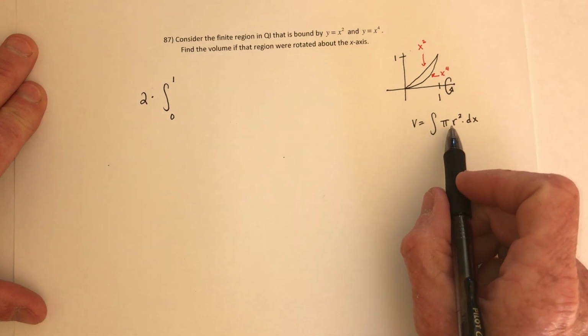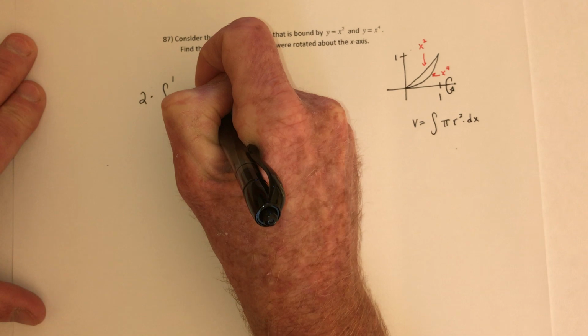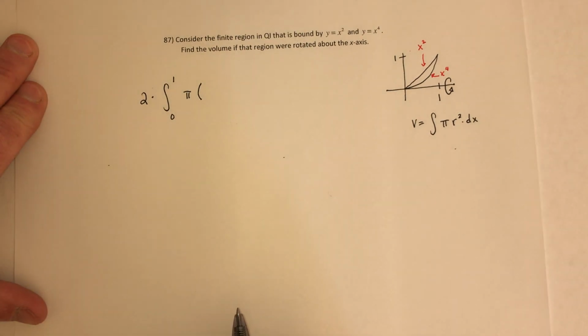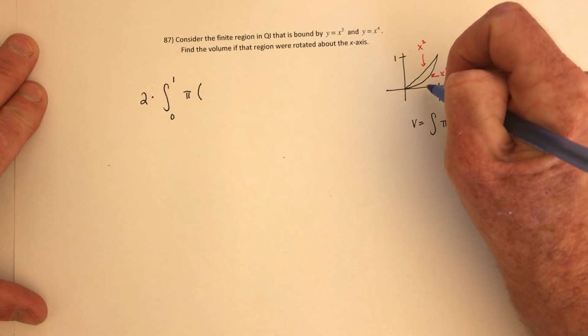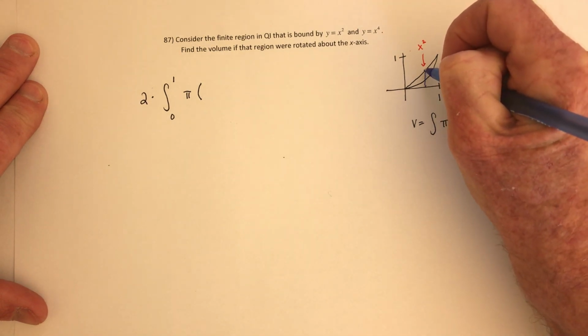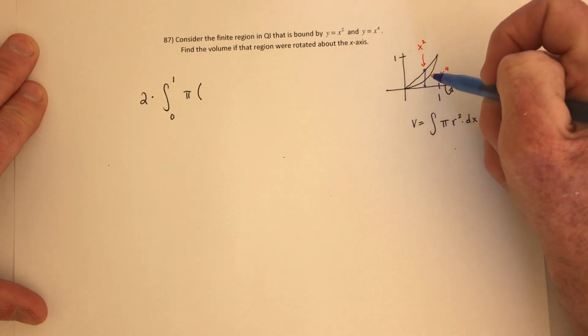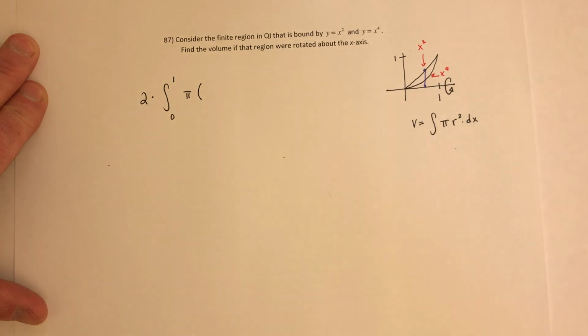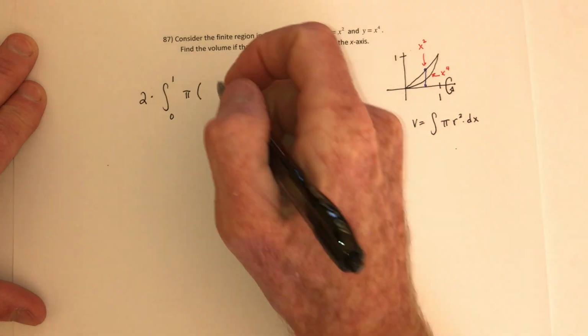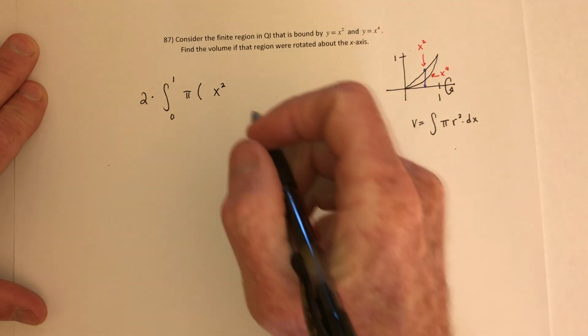And they're both going to have pi r squared, so I could just factor out the pi like this. And then the big radius. So when you're measuring the radius, you always need to go from the axis of rotation over to the object. So this is going to be the big radius. So that goes from 0 to x squared. So the big radius is going to be x squared, and then that radius needs to be squared.